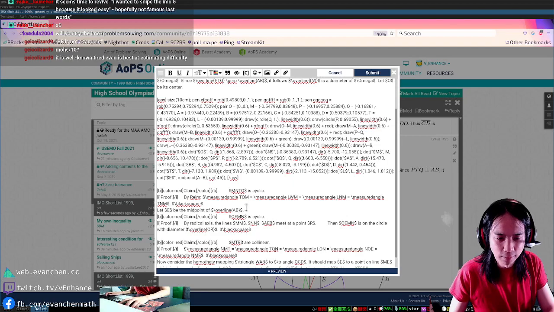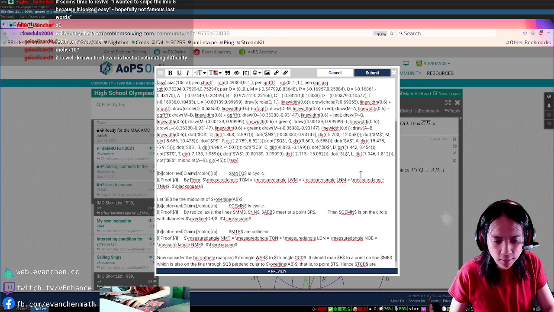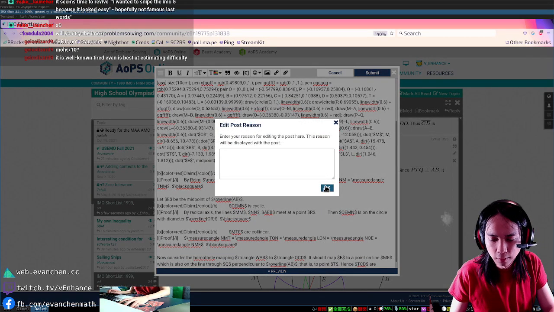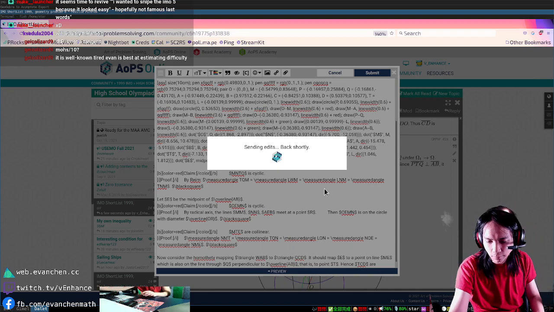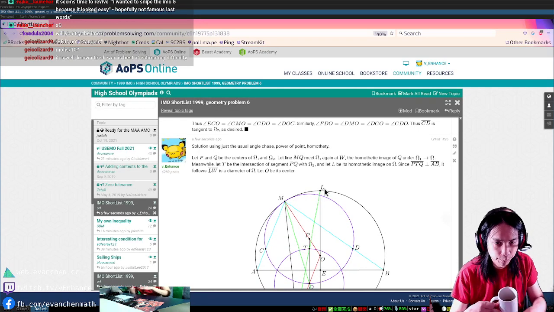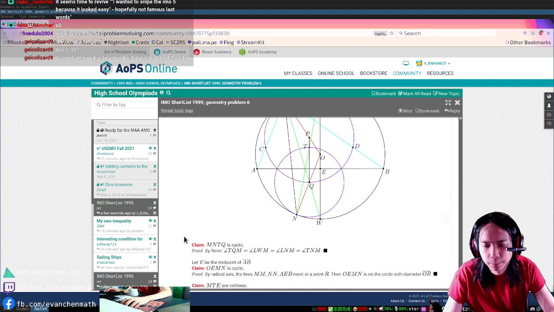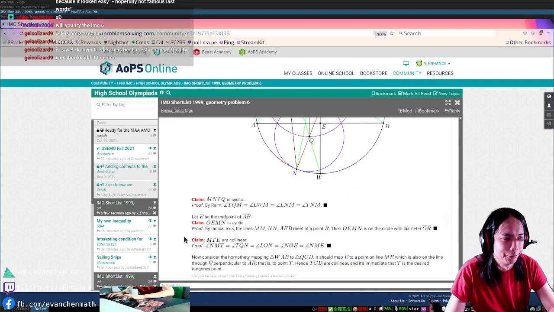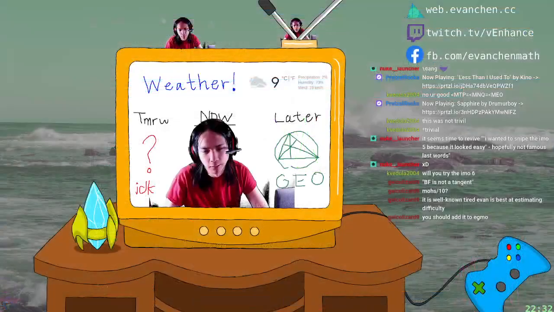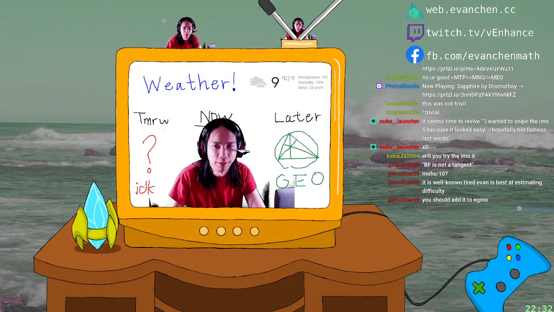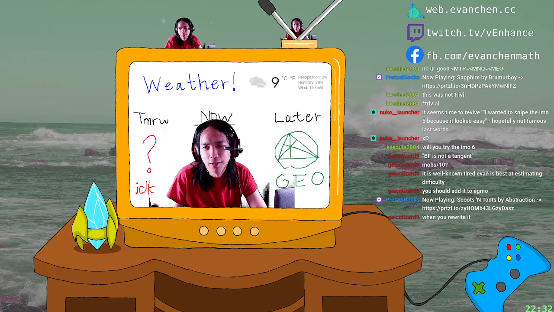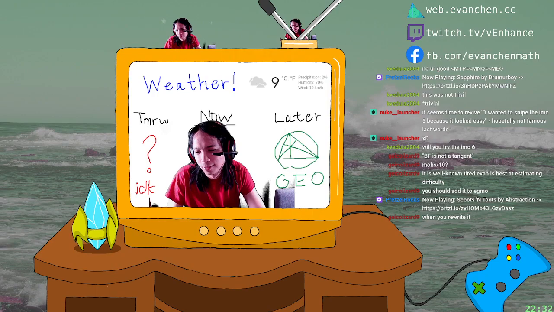White space is a little funky. All right. Yeah, that feels like an IMO 5 geo. It's not a 3.6, but it's not a 1.4. So good job, IMO 1999. You should add it to EGMO. I never want to touch the publishing, it's too hard.